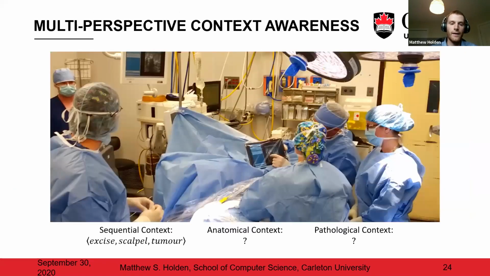The final avenue of work that I want to talk about is in multi-perspective context awareness. So in the previous work where we talked about context awareness, we only talked really about context in one sense. We talked about sequential context. So what activities follow which activities in what order. But really, we're missing part of the picture. Although we can understand the sequence of activities that are ongoing, in order to fully understand context, we also need to understand how these activities affect the anatomy and affect the pathology. So how does this activity change the patient's anatomy or treat the patient's pathology?